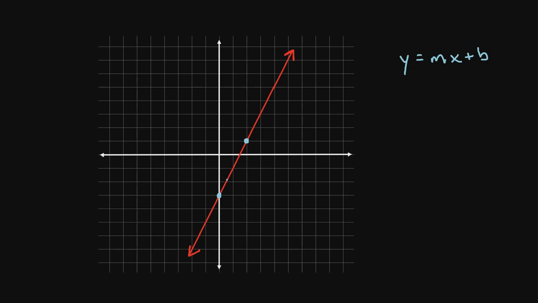Just look for where the line crosses the y-axis. So we can see that's at the point right here, which is at a value of -3. So b is going to be -3. Now we just have to find what is m, which is the slope.